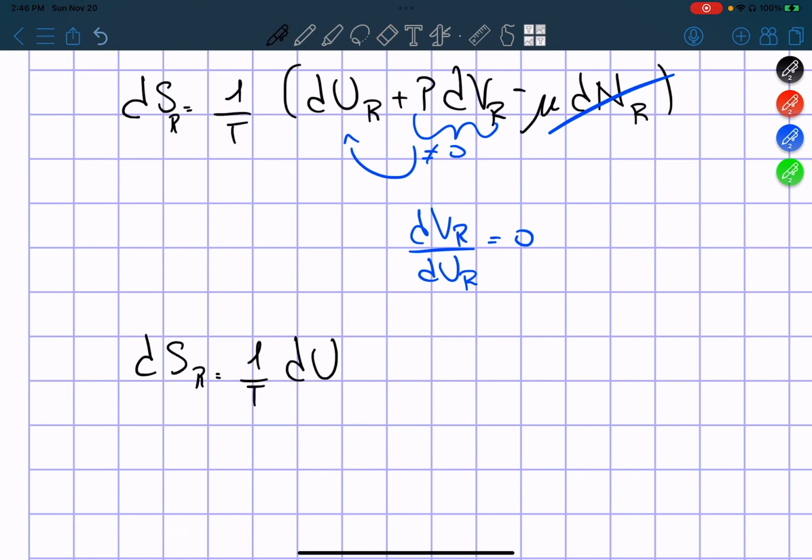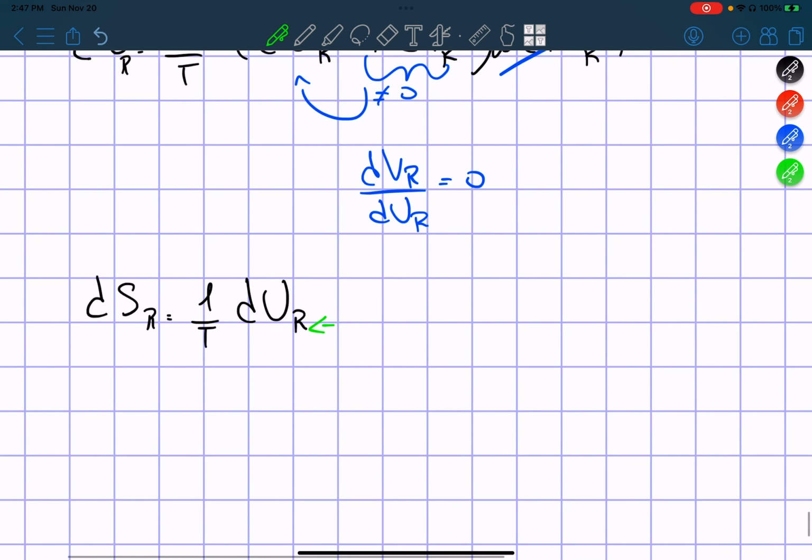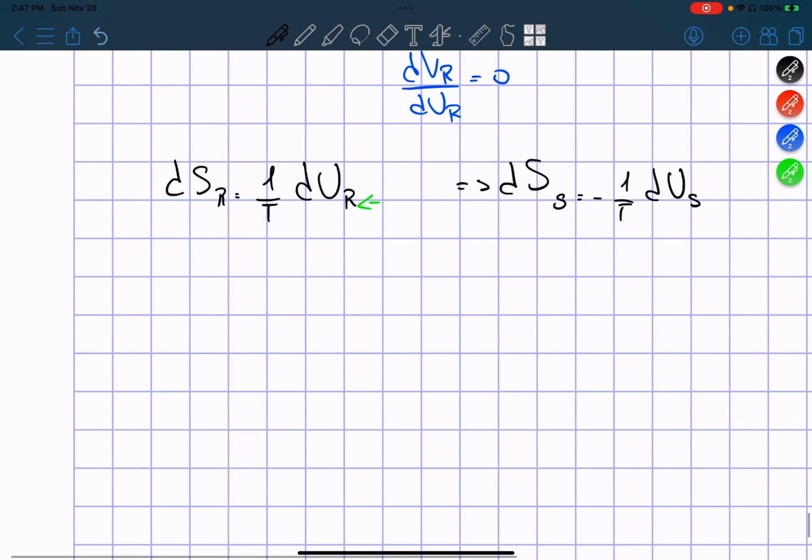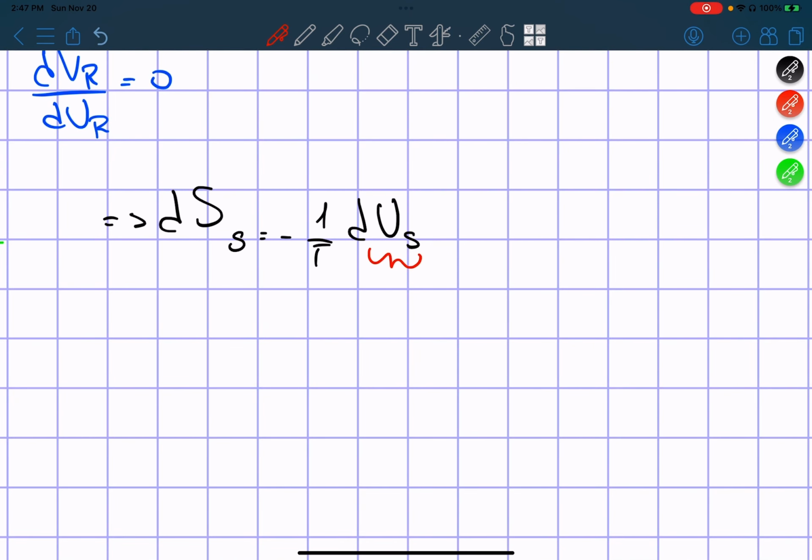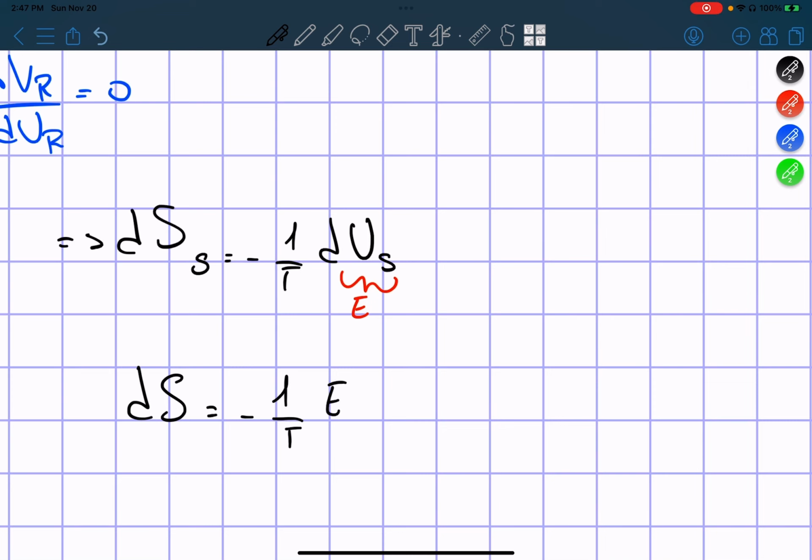Again, here we're talking about the reservoir, but we can talk about our system as the opposite. Remember, if we lose energy in our system, we're getting it in our reservoir. If we lose it in our reservoir, we're getting it in our system. Therefore, dS of the system is equal to negative 1 over T dU of the system. Here, we called U of the system E, like I mentioned at the beginning. Energy, we just call it E. You'll see in the end, it just makes it nicer to look at. So dS, or change in entropy, will be equal to negative 1 over T times energy.